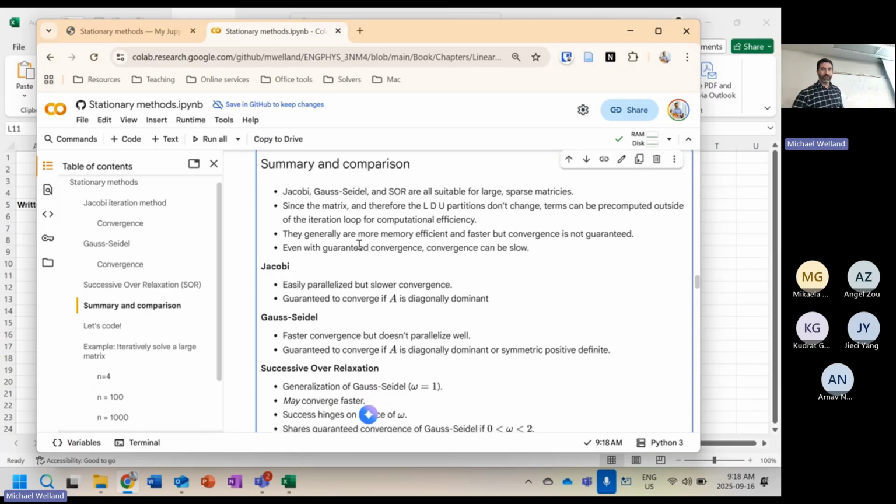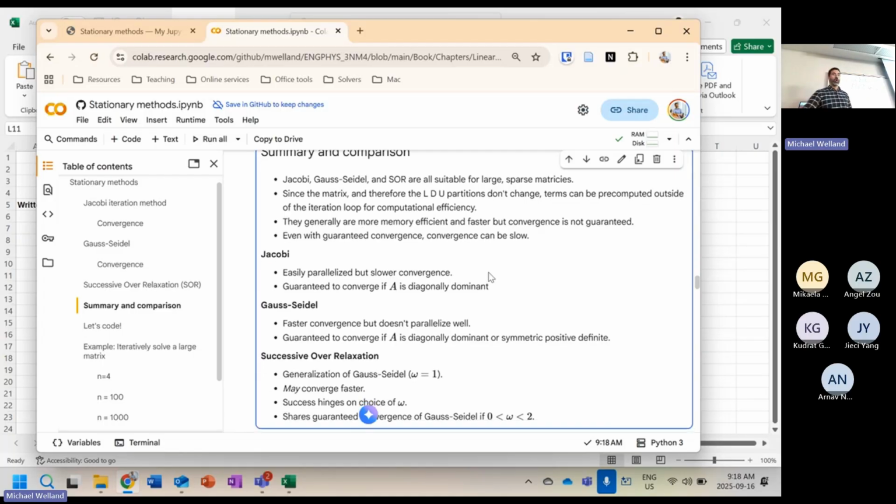Okay, summary and comparison. I'm not going to rush this. I think I'm going to come back to this on Thursday. I'm going to go through the summary. I'll show you the demonstrations, but then I'm going to circle back on Thursday, and I'm going to start with going through these iterations again before moving into the Krylov subspace.